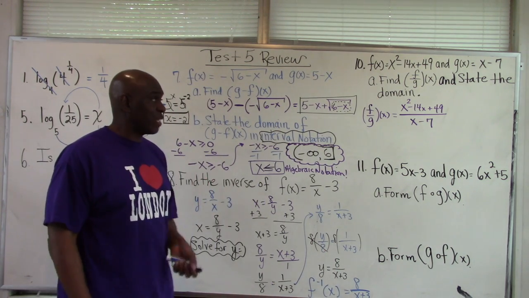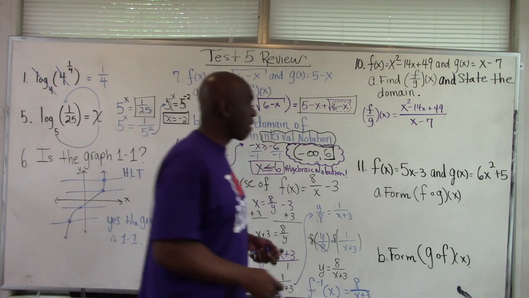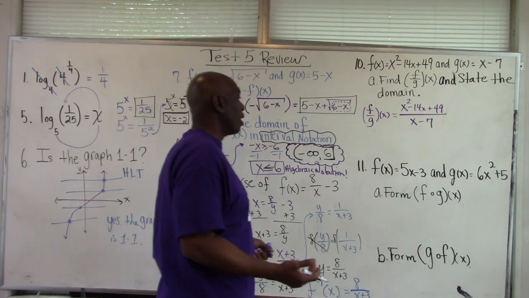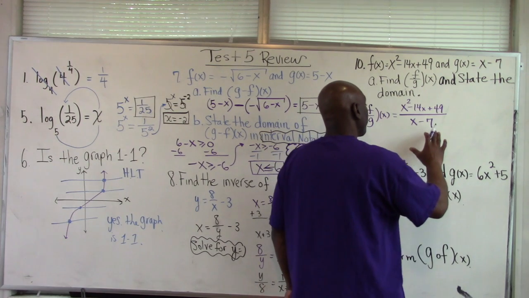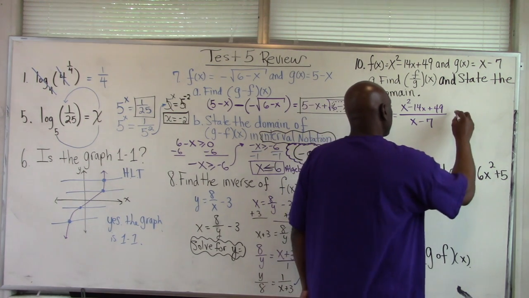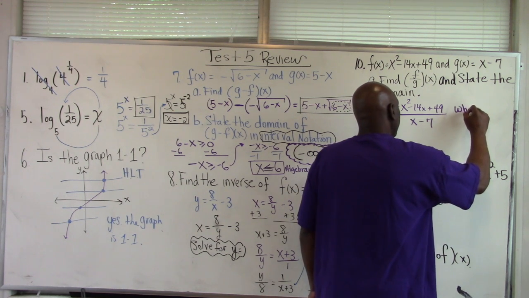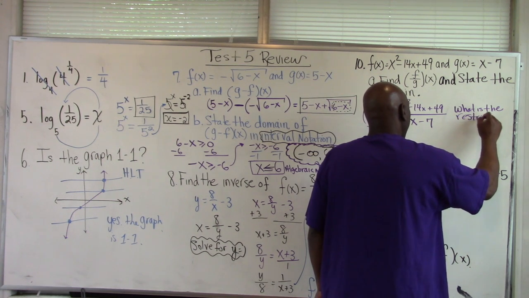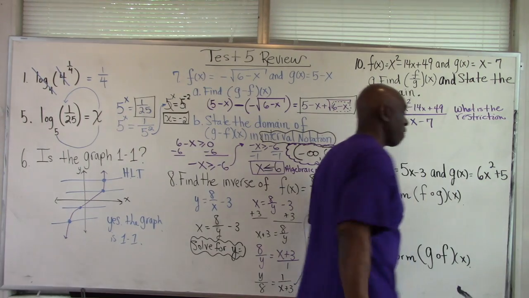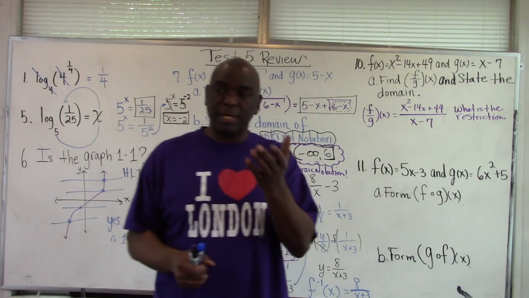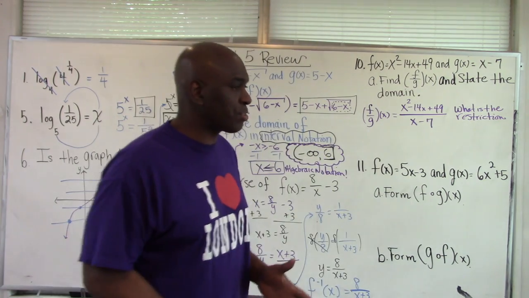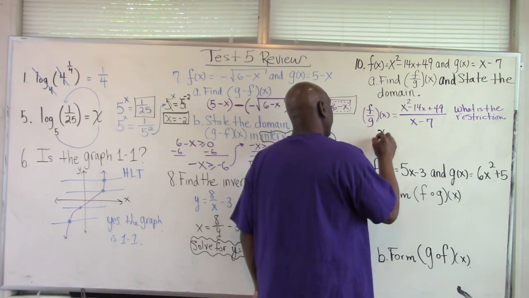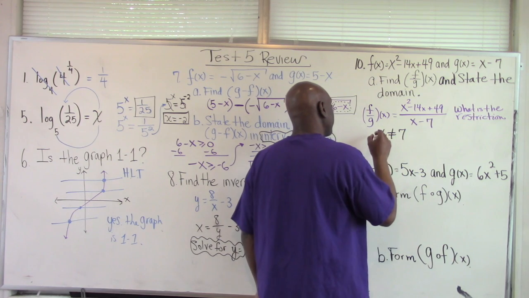Okay? So now, let's state the domain. Alright, the domain. Well, let me see here. x can be any value, but what is the restriction? In other words, what can my denominator be? What causes the denominator to be undefined? Well, my restriction is that x cannot equal 7.